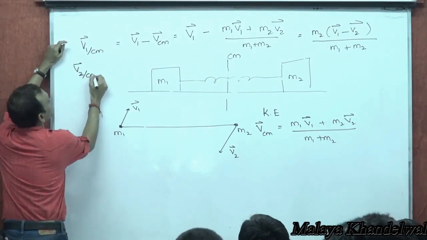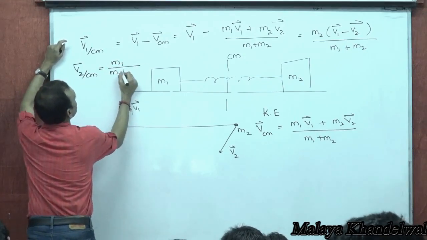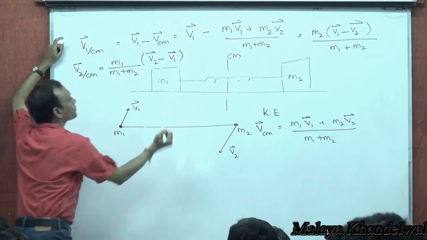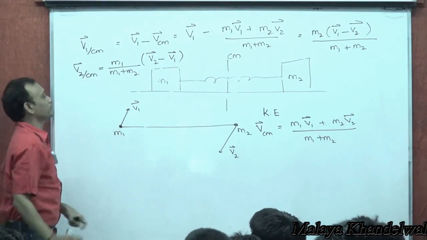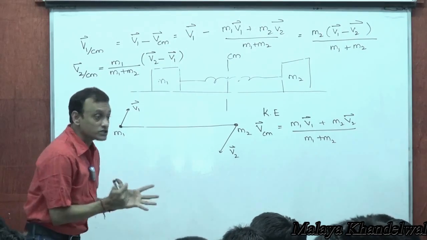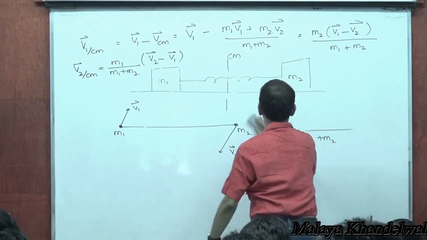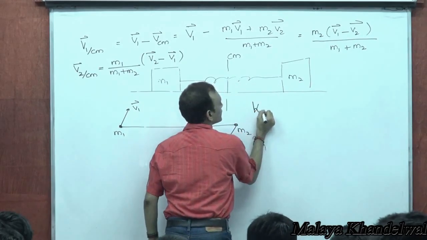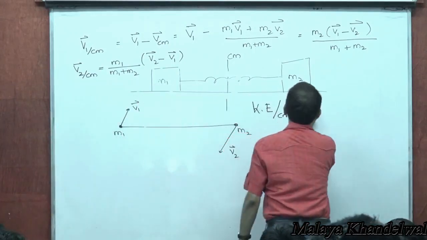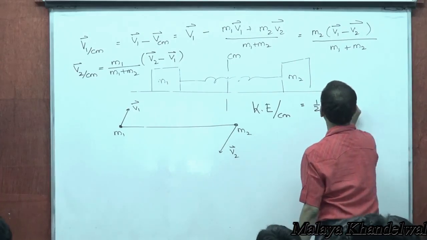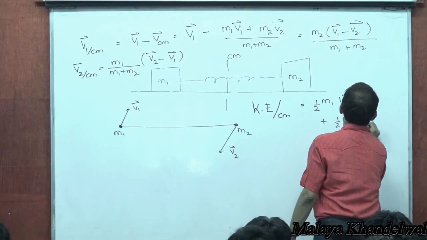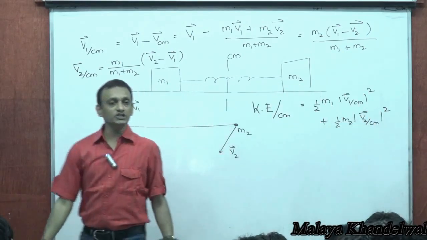What's the velocity of 2 in the center of mass frame? It's going to be M1 by M1 plus M2 into V2 minus V1, right? That's going to be the velocity of 2 in the center of mass frame. Now, the kinetic energy of the system as seen in the center of mass frame is going to be half of M1 mod V1 CM whole square plus half of M2 mod V2 CM whole square. Right? That's the kinetic energy in the center of mass frame.